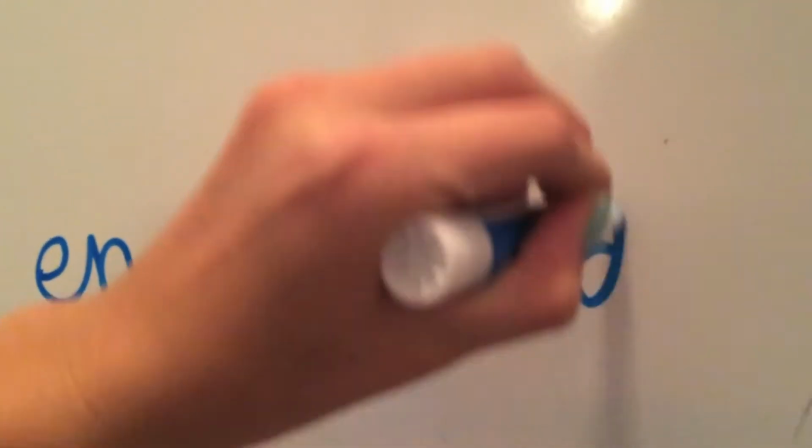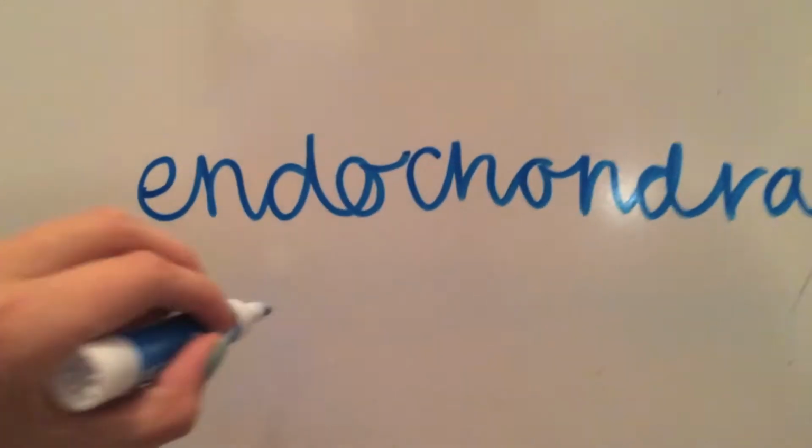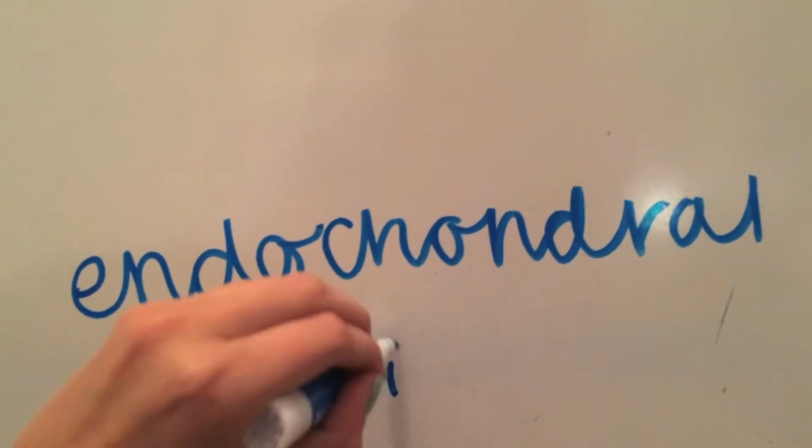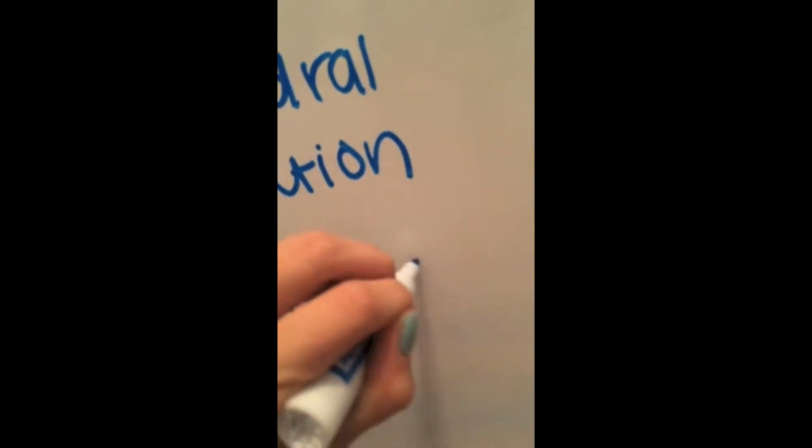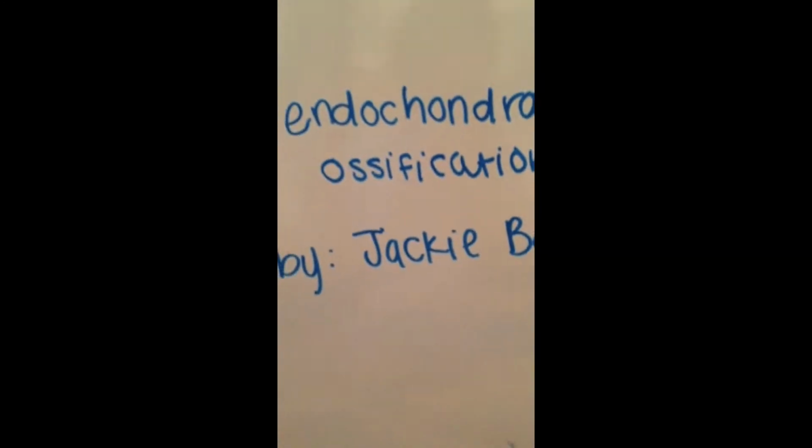Today in my video presentation I'll be talking about endochondral ossification. Endochondral ossification is basically the replacement of cartilage with bone through a 7-step process. Endo basically means inside and chondros is cartilage.